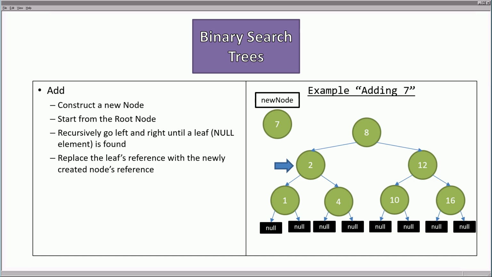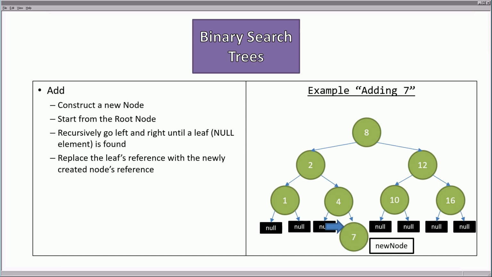So now we're here. This is not a leaf. Also, 7 is greater than 2, so we must go right. This is not a leaf. 7 is greater than 4, so we have to go right. And now we finally reached a leaf, this null element down here. What we then do is replace the reference in this node's right child with this new node's reference. And so this places that node there. And we're done. Let's see how this looks in code.